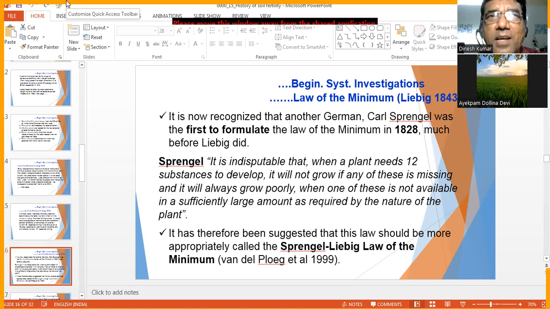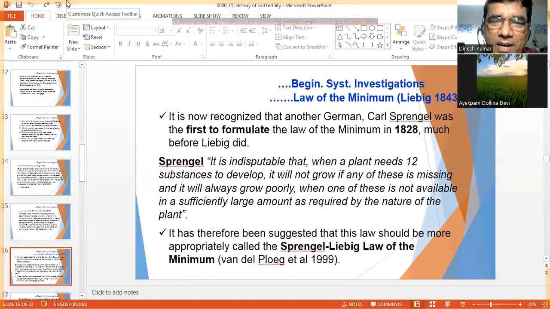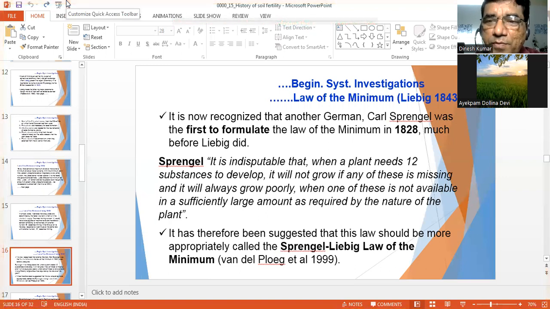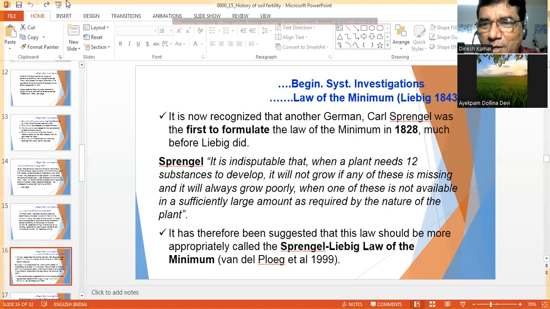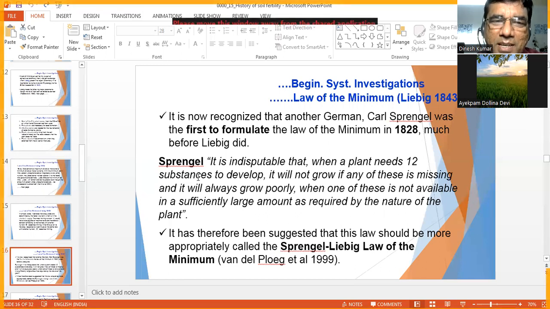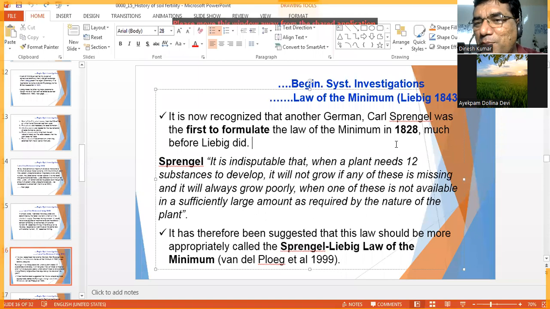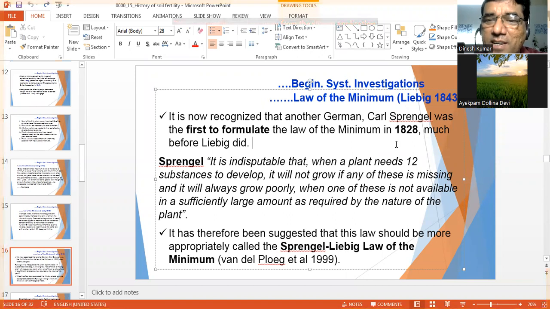He was blamed by many scientists that he had copied the law of the minimum from Sprengel. Sprengel formulated this law much before Liebig. So it is a matter of fact that he copied the idea of Sprengel. You can see here, it is now recognized that another German, Karl Sprengel, was the first to formulate the law of the minimum in 1828. So the law of the minimum should not be credited to Liebig, but it has been credited.